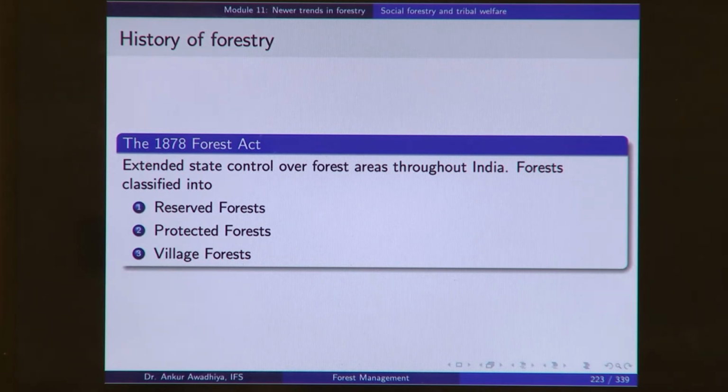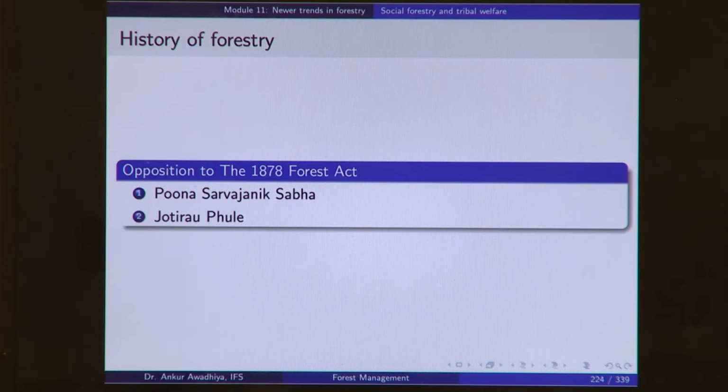Now, the 1878 Forest Act further extended it, but then there was an opposition to the 1878 Act by the Purna Sarvajanik Sabha and also by Jyotirao Phule.